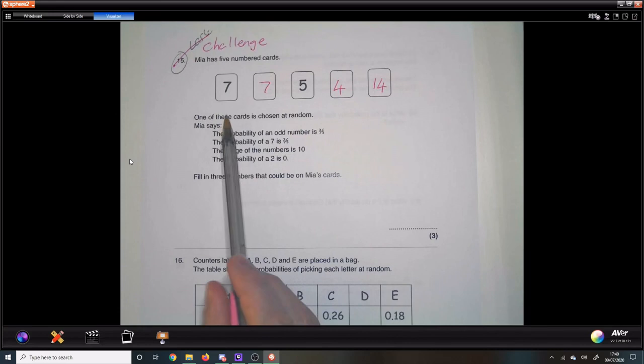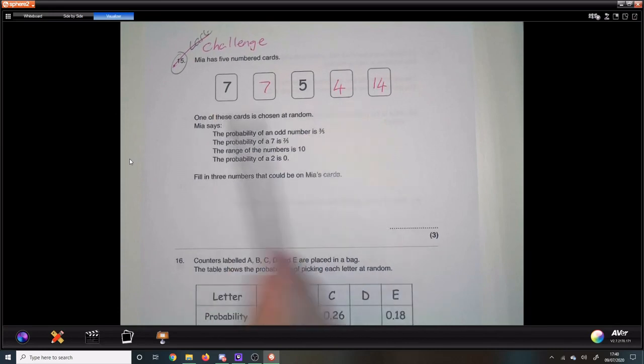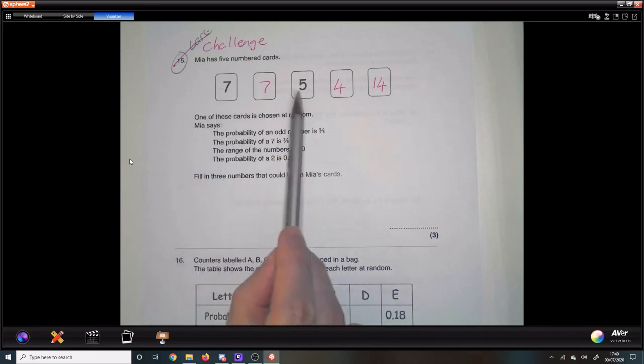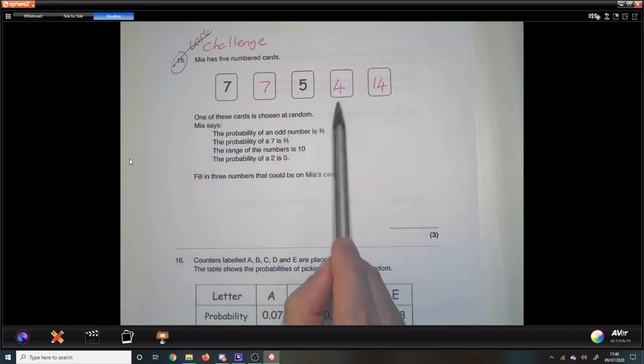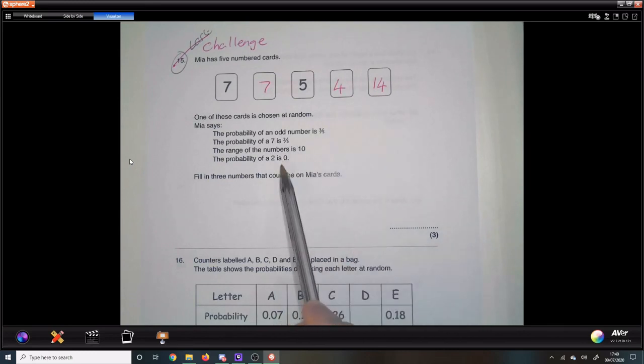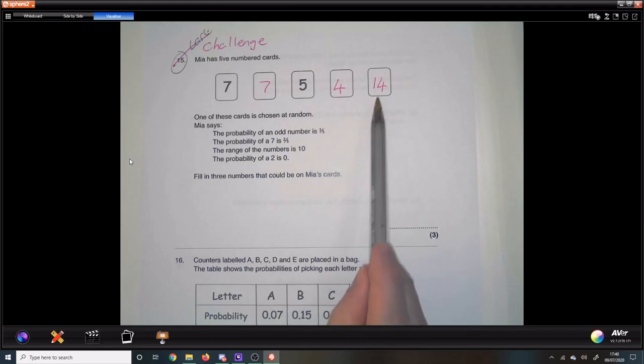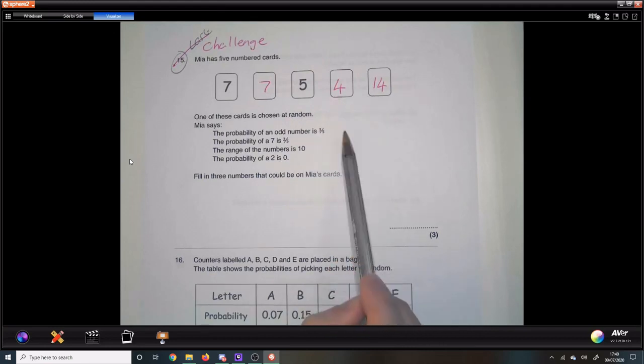Last question, the challenge question. There are 5 cards, we know 2 of them. The probability of a 7 is 2 over 5, so we know that 2 of the cards have to be a 7, so that's why I've put a 7 there. It tells you that 3 of the cards out of the 5 are odd, so there's my 3 odd numbers. These 2 have to be even. It does tell me that I can't have a 2 because the probability of a 2 is 0, so the next even number is 4, and if the range of the numbers is 10, then this number would have to be 14. The difference between the biggest and smallest is 10.